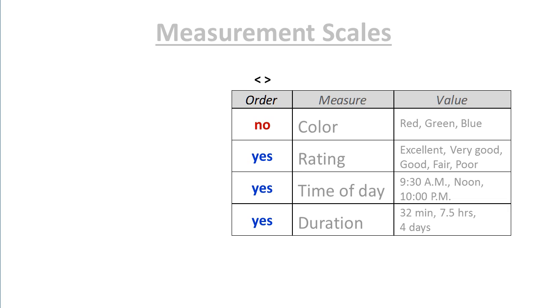Now, let's look at the second distinguishing characteristic of measurement scales. The second distinguishing characteristic of measurement scales is distance. The question here is, is the distance, or the difference between the values, defined? When the distance between the values is defined, you can subtract one value from another. Let's see what this means with our 4 measurements.